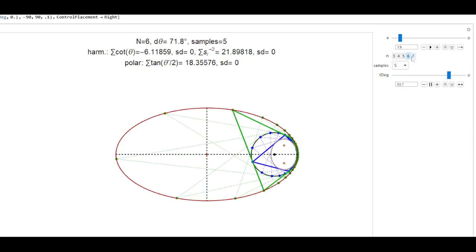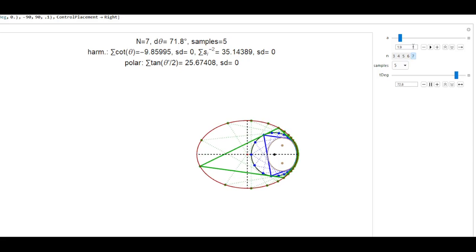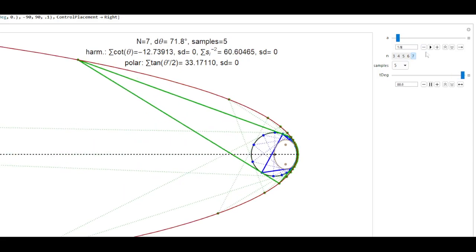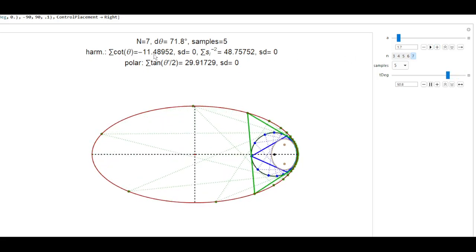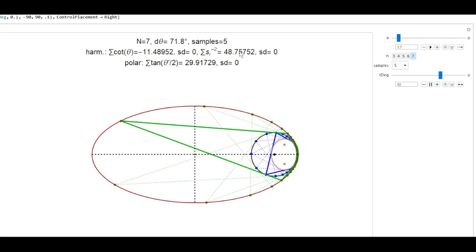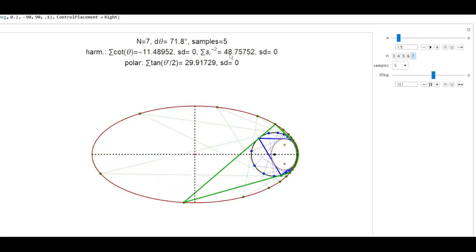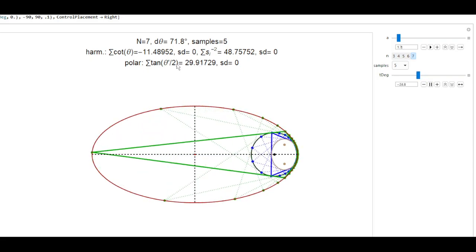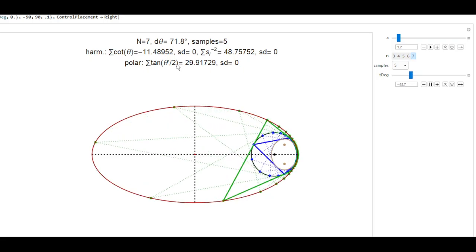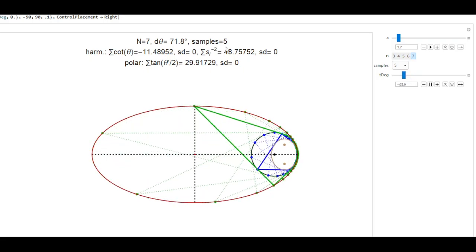Let's look at n equals 7 now. Can I play around with this eccentricity? Yes, I can. Again, I'm getting a sum of cotangents that is negative for the blues, a sum of inverse square side lengths which is constant, and then here I have a sum of half tangents for the greens. So it looks like this conservation is working for all n.